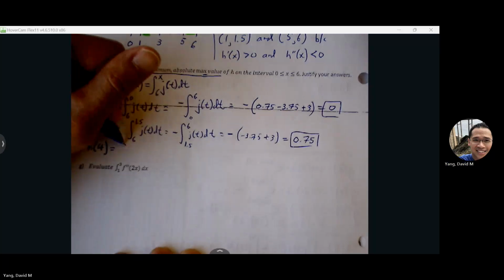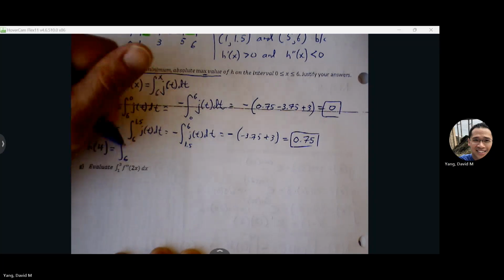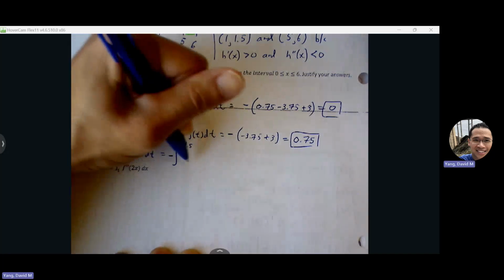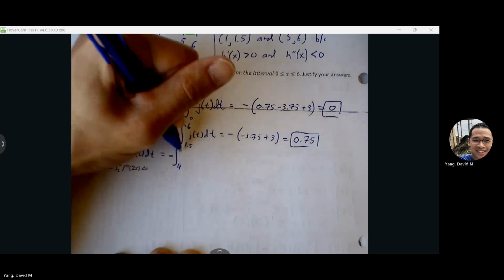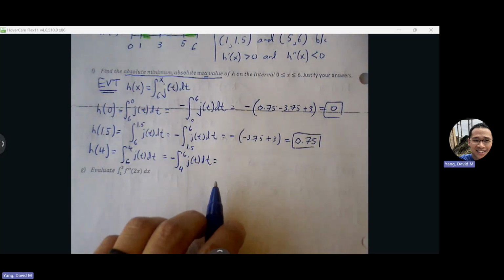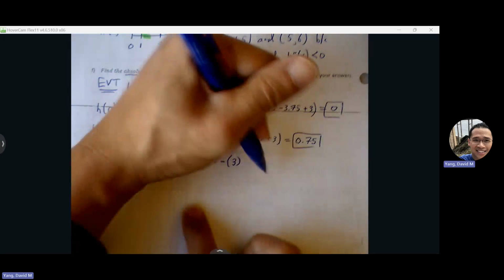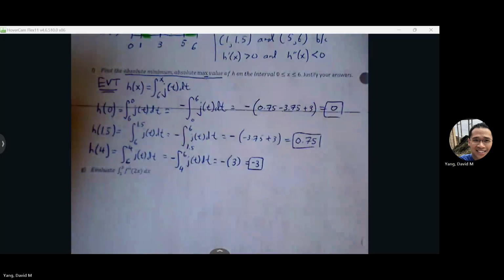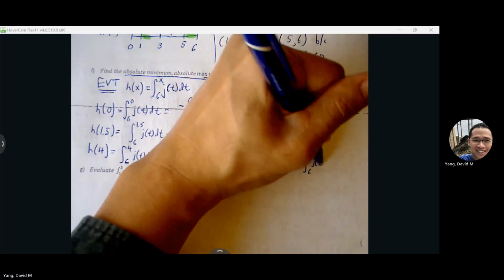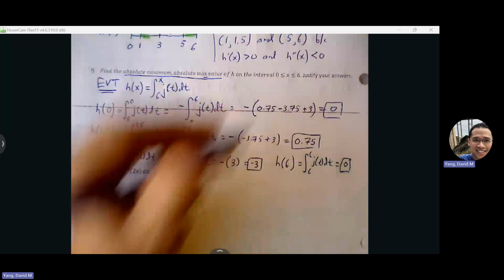H of 4. Again, out of order. Pull a negative in front. So from 4 to 6, it's just that final triangle, which is a +3. But I'm keeping track of the fact that I changed my sign there, so -3. And what's nice about H of 6? 0, because my bounds are the same, so it's just 0 going to 0 out.